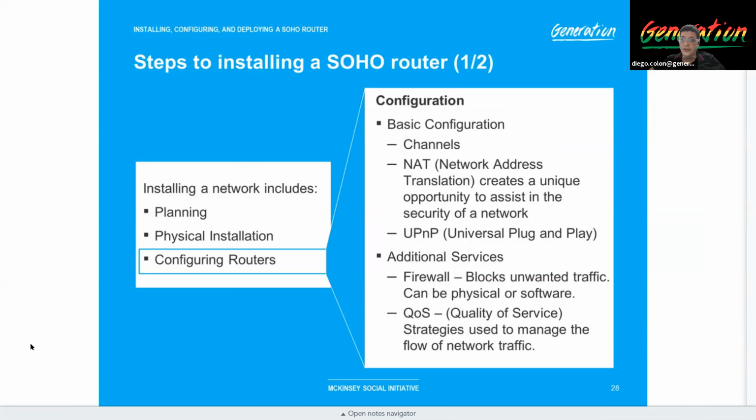As for the configuration, these SOHO routers have an access point. You can choose the channels that you want to use, be it 1, 6, or 11, or the other 5. Anyone remember those? Actually, nobody knows those. Never mind, we'll get to those. I believe they'll show us those eventually. 1, 6, and 11. And the other ones have a much broader range.